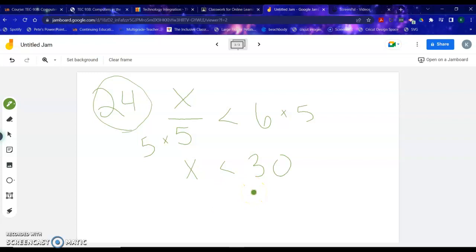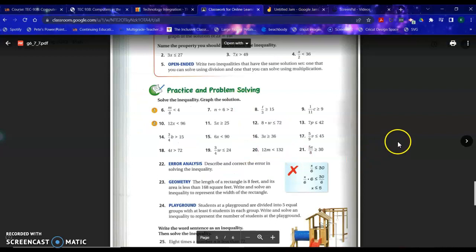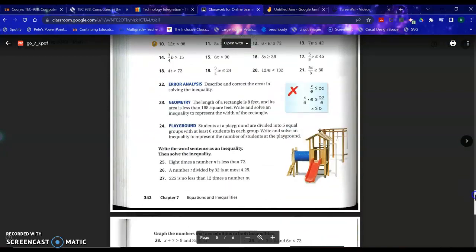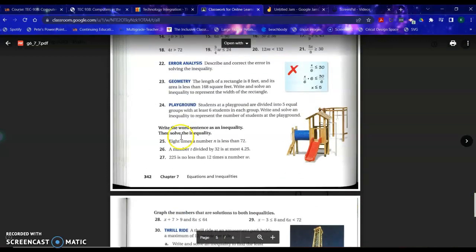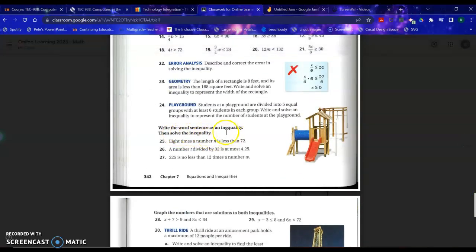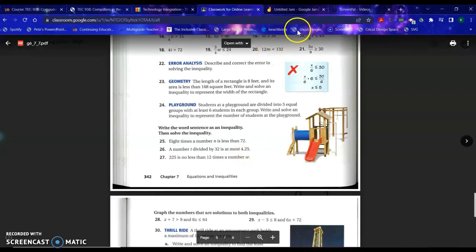That is number 24. And then finally, number 26, which I believe is just a little bit further down here. Oh no, number 26 is right down here. Write the word sentence as an inequality, then solve the inequality. A number t divided by 32 is at most 4.25. So it can be less than that, but it can't be more than that. So we're going to want to put the less-than-or-equal symbol.